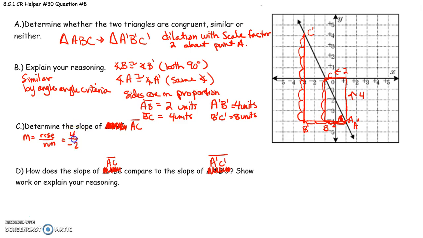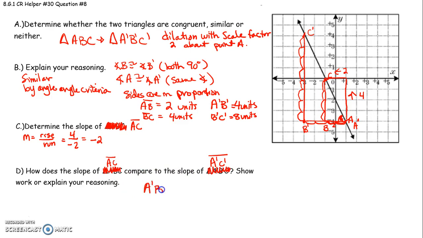Because we're going up 4, that's a positive. To the left 2, that's a negative. A positive divided by a negative is a negative. 4 divided by 2 is 2. So the slope of AC is negative 2. How does the slope of AC compare to the slope of A prime, C prime? Well, let's just check A prime, C prime.